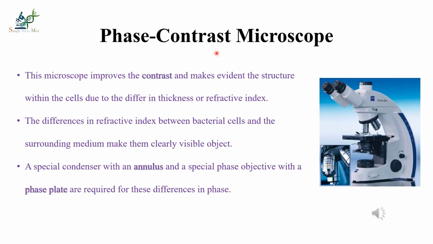Phase contrast microscope. In this microscope, we improve the contrast and make evident the structure within the cells due to the difference in thickness or refractive index of the specimen. The difference in refractive index between the bacterial cell and the surrounding media makes them clearly visible. In phase contrast microscope, we use a special condenser with annulus and a special phase objective with a phase plate, which are required for this difference in the phase.